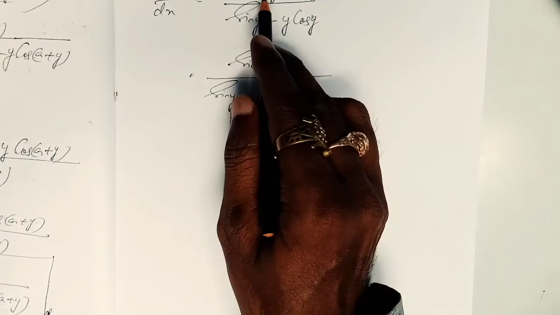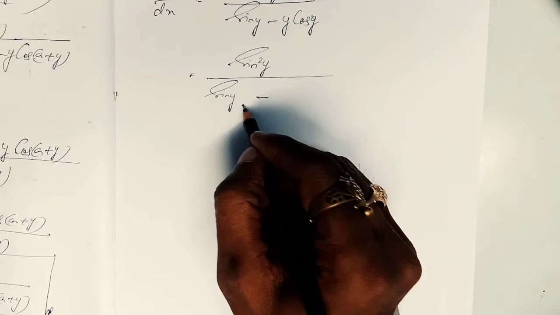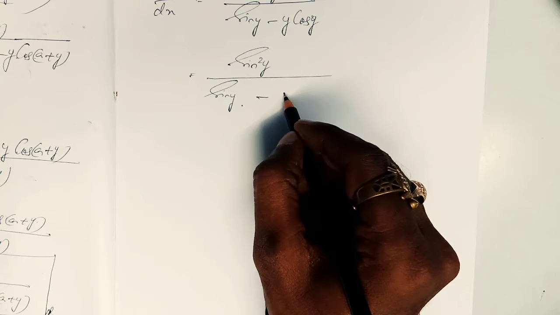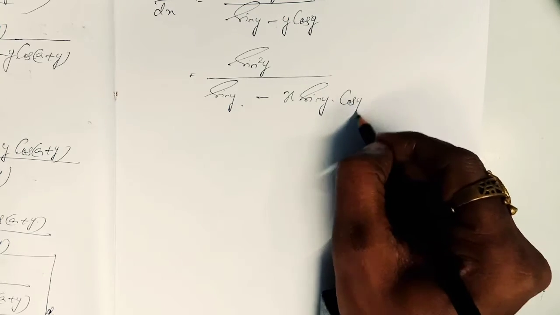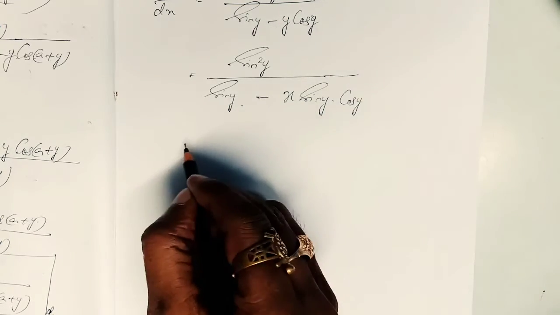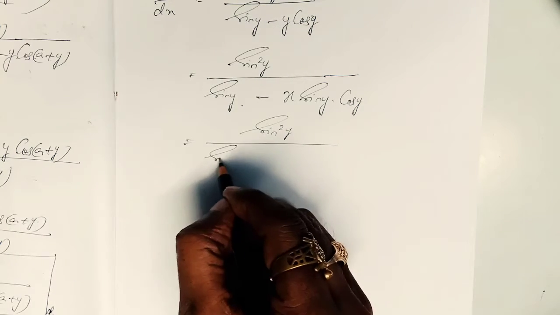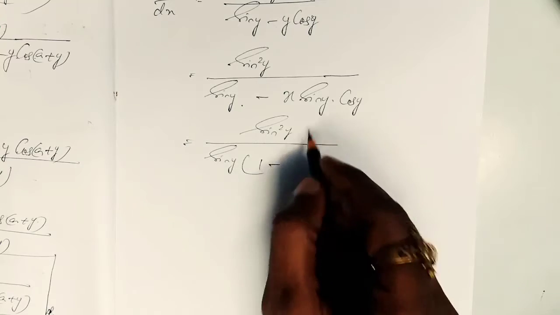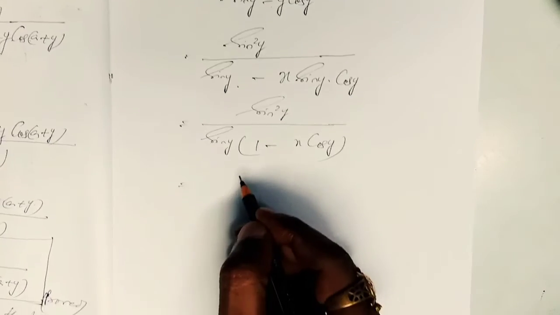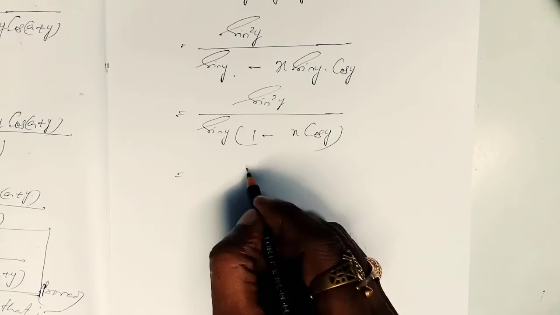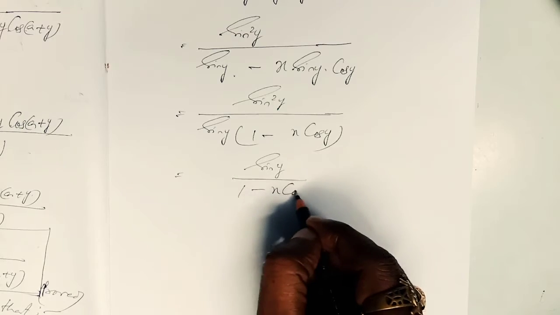See, sin square y by sin y minus y cos y. What is the value of y from the given? That is x sin y, so x sin y into cos y. In the denominator you have to take sin y common. What is left? 1 minus x cos y. One sin y cancels out, and one sin y is left because sin square is given. Sin y by 1 minus x cos y.